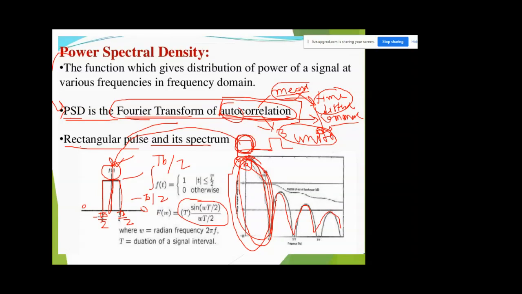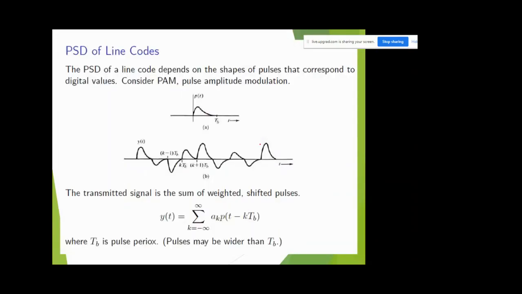Now let us understand with the help of some mathematical analysis. Now, power spectral density of the line code. Here the PSD of the line code depends on the shape of the pulse that corresponds to the digital value, as I already told. Now consider the PAM signal, pulse amplitude modulated. So it is a distorted signal. Only one pulse is there, and there are different types of pulses. It is a train of pulses.